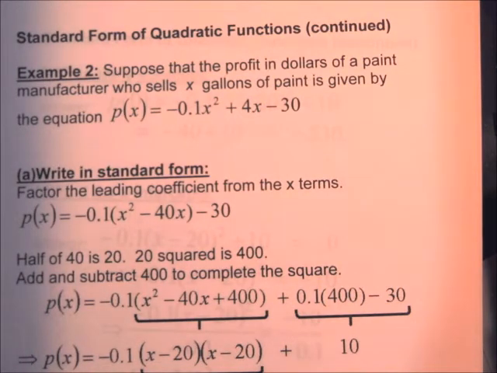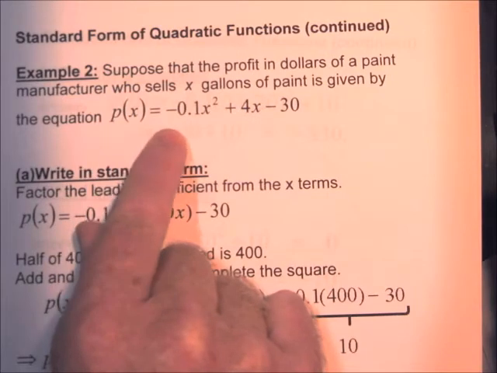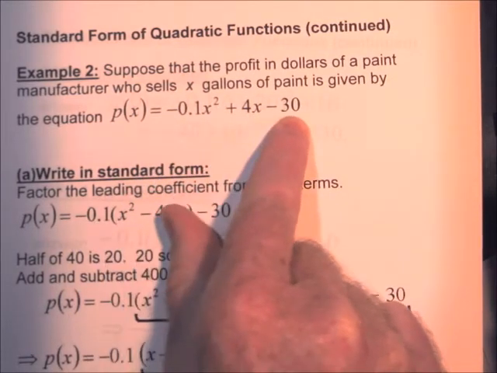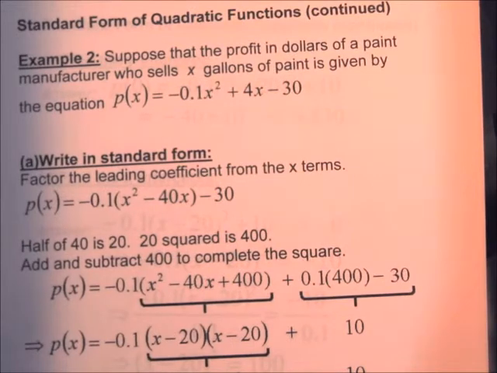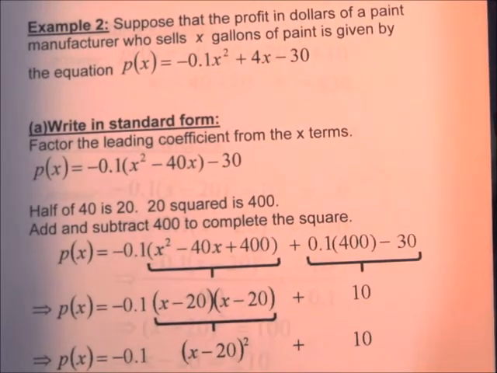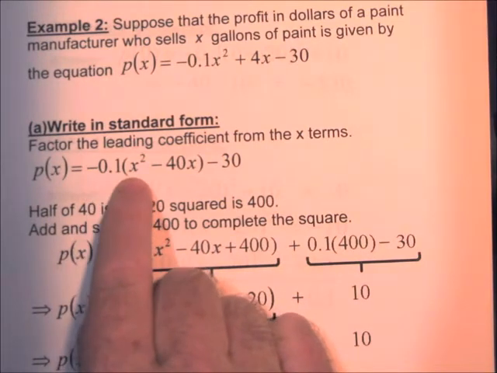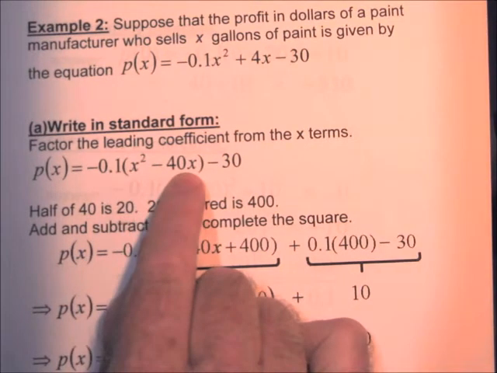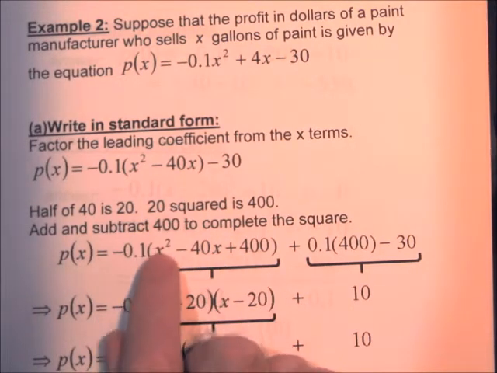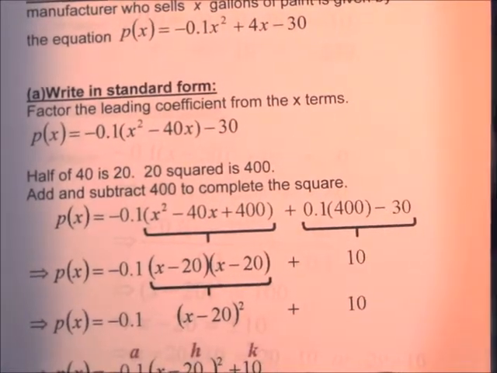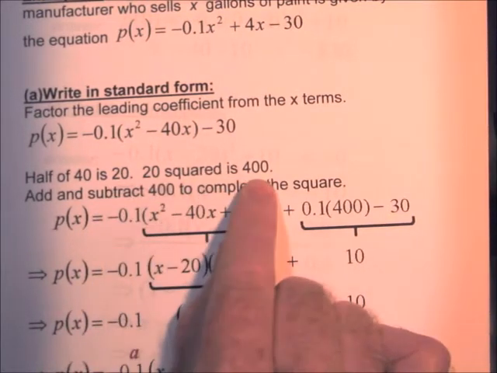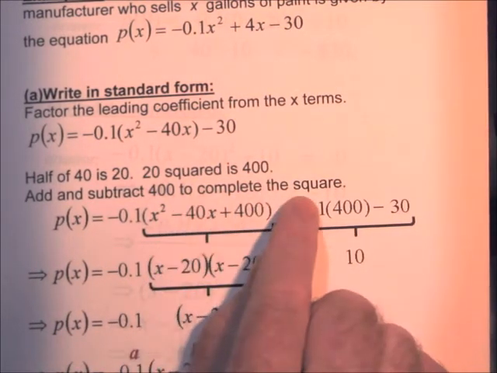Second example. Suppose the profit in dollars of a paint manufacturer selling x gallons of paint is given by the equation P(x) = -0.1x² + 4x - 30. And we want to write this in standard form or vertex form. First of all, we want to factor out the coefficient of x², negative 0.1. So inside parentheses, we'll have x² - 40x. And then we want to make this into a perfect square. So half of 40 is 20. 20 squared is 400. So we want to add and subtract 400 to complete the square.